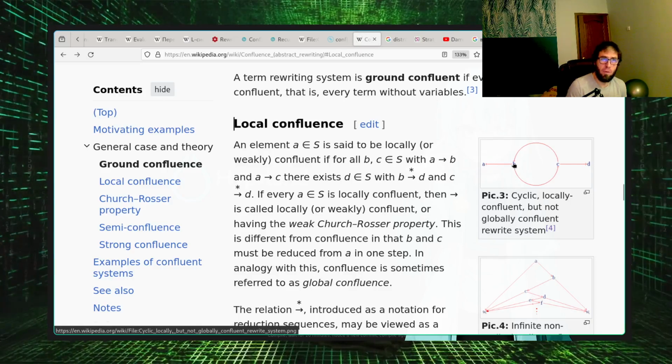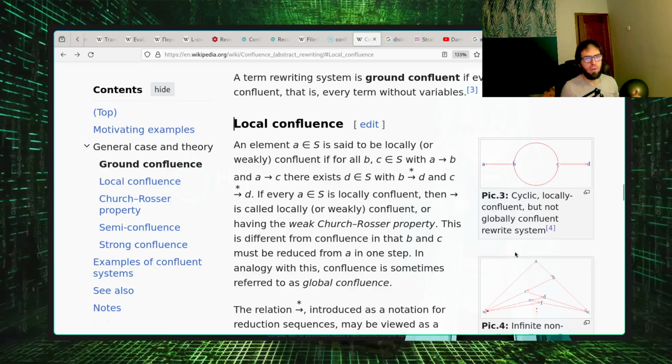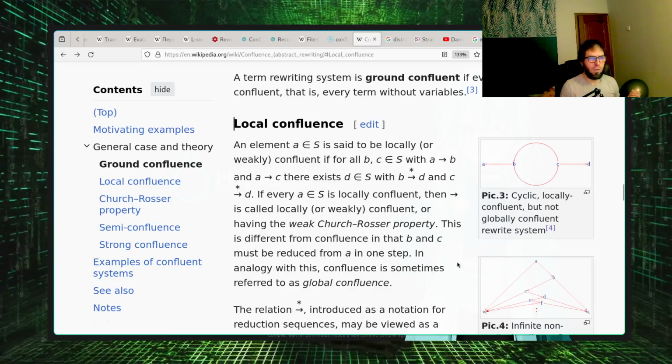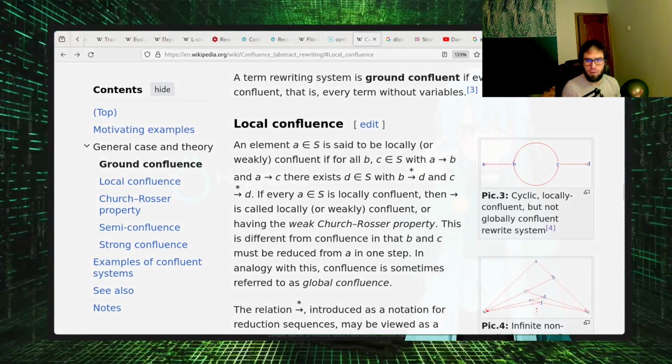This means that from these two final points, A and D, we can't confluence anywhere. This means that global confluence is not satisfied here, and that's why it is locally confluent but not globally confluent.